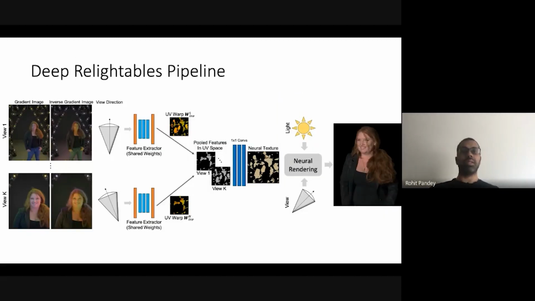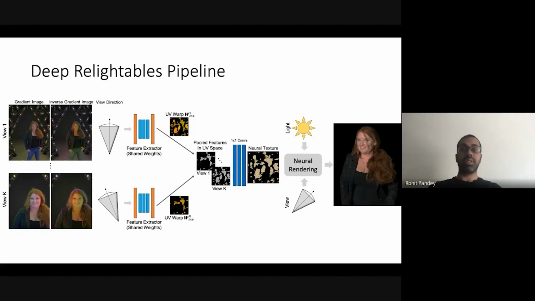Now, how did we do this? Let's talk about the deep relightables pipeline, the new pipeline that we designed. So what we did was we took gradient images as input plus the view direction and fed it through a feature extractor, which was essentially a UNet. Now, these extracted features were then warped to UV space using pre-computed warps based on the geometry. Once they were in UV space, these were pooled together such that we are invariant to the number of incoming views, and invariant to the order of the incoming views. And we ran a bunch of one-by-one convolutions to get a neural texture.